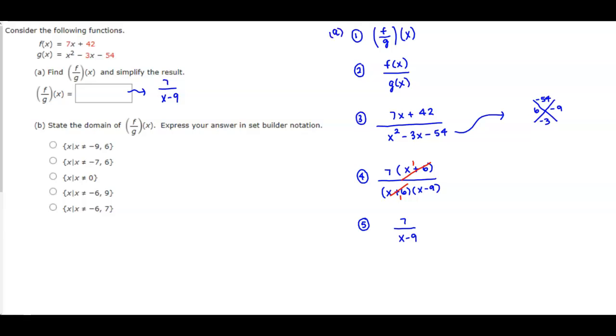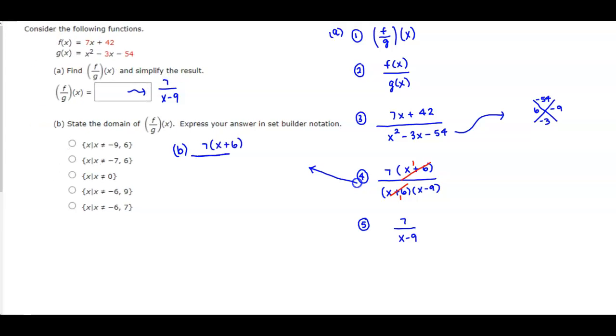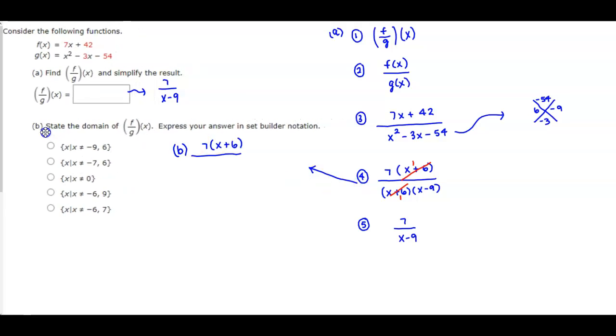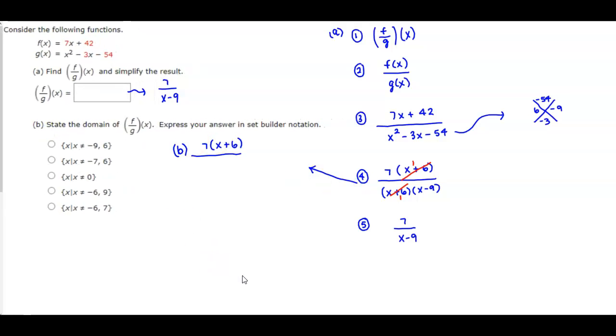Now for part B, we want to find the domain of this function. So we're going to look at the factored form in step number 4. In the factored form, we had 7 times x plus 6, and that's divided by x plus 6 times x minus 9. So to find the domain of this function, we need to set that denominator equal to 0.